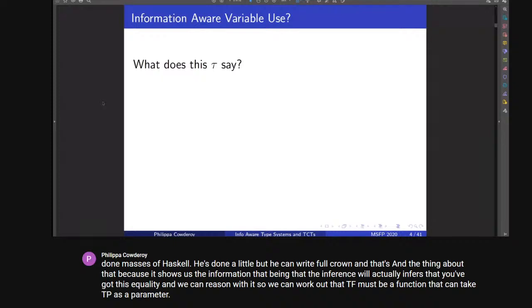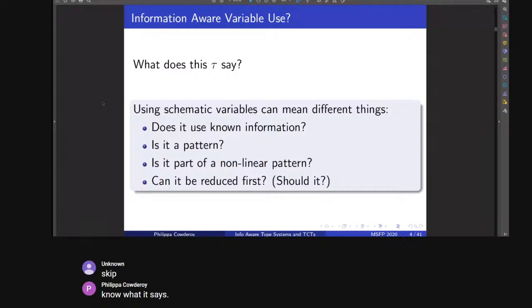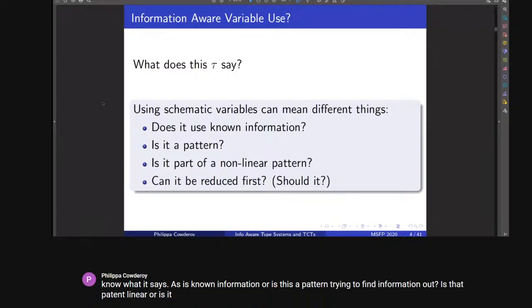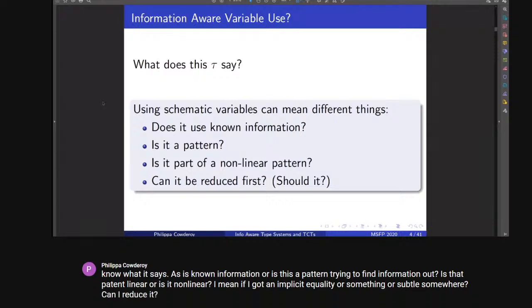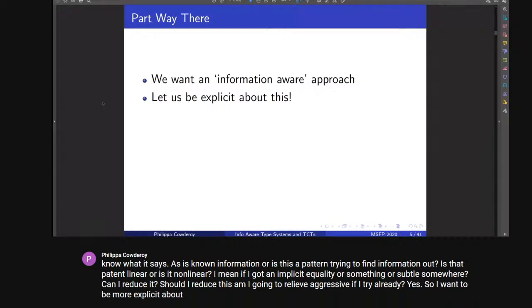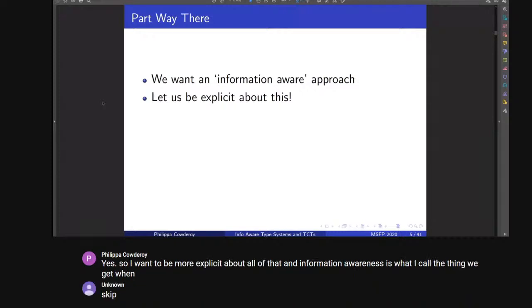More generally, when I see a schematic variable somewhere, I look at it and I don't really know what it says. Is it using known information, or is it a pattern trying to find information out? Is that pattern linear, or is it non-linear? Have I got an implicit equality or something more subtle somewhere? Can I reduce it? Should I reduce it? Am I going to really regret it if I try reducing it? So I want to be more explicit about all of that, and information awareness is what I call the thing we get when we solve some of this problem.